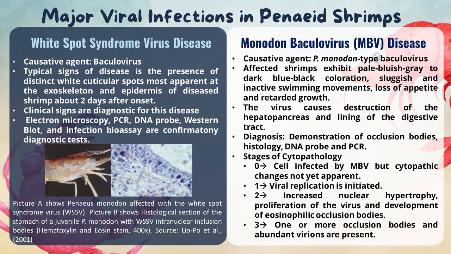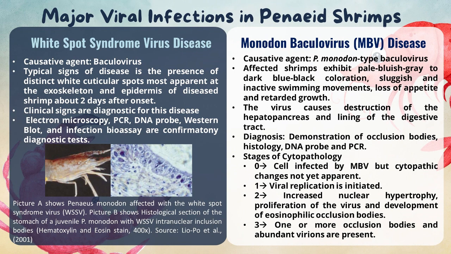Diagnosis includes demonstration of the presence of hypertrophied nuclei in stained squashes and smears of epithelial and connective tissues of the gills or stomach of affected shrimp. Histological sections show widespread cellular degeneration and severe nuclear hypertrophy, chromatin margination, and eosinophilic intranuclear inclusions in the subcuticular epithelium of the shell, gill, stomach, connective tissues, hematopoietic tissues, lymphoid organs, antennal gland, and nervous tissues. Confirmatory diagnostic tests for this viral infection are electron microscopy, PCR, DNA probe, Western blot, and infection bioassay.